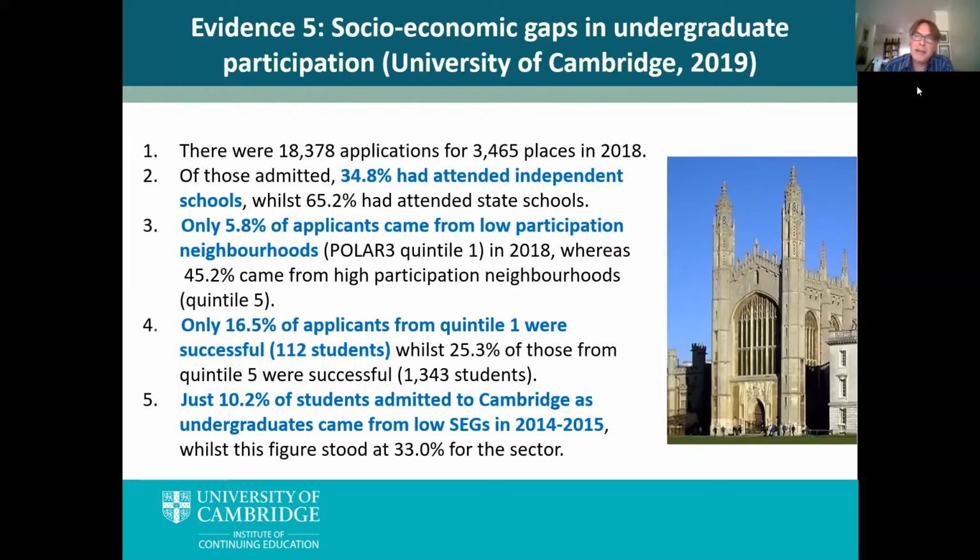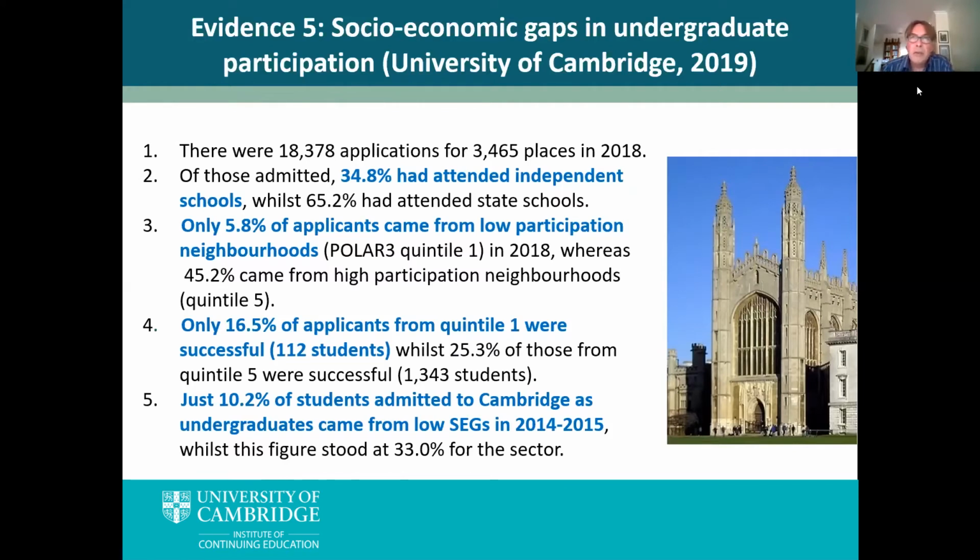Now, remember I said at the beginning of this presentation, only 7% of the general school population attend an independent or public school. And this figure is much more closely aligned to the Sutton Trust notion of the education of the elite than the general population. So 5.2% of people admitted had actually come from state school backgrounds.